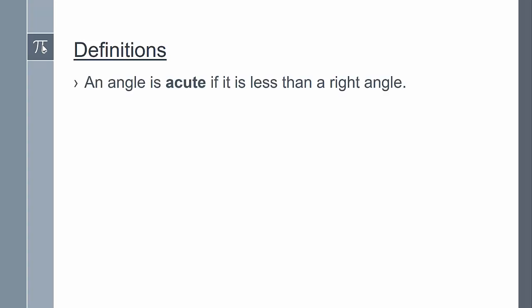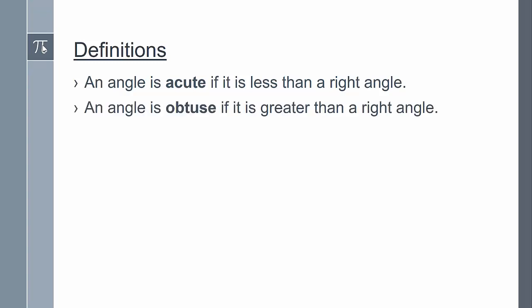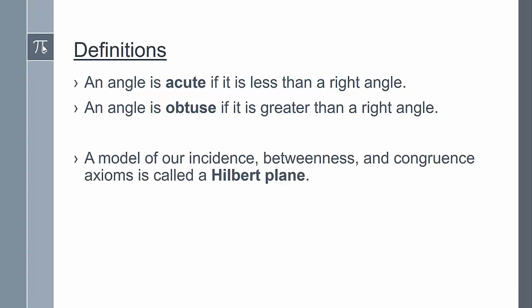So we'll end this lecture with a couple of definitions. An angle is acute if it is less than a right angle. An angle is obtuse if it is greater than a right angle. And now that we've finished looking at congruence axioms, we can define a Hilbert plane. A model of our incidence, betweenness, and congruence axioms is called a Hilbert plane. And these models are discussed more in chapter 4.